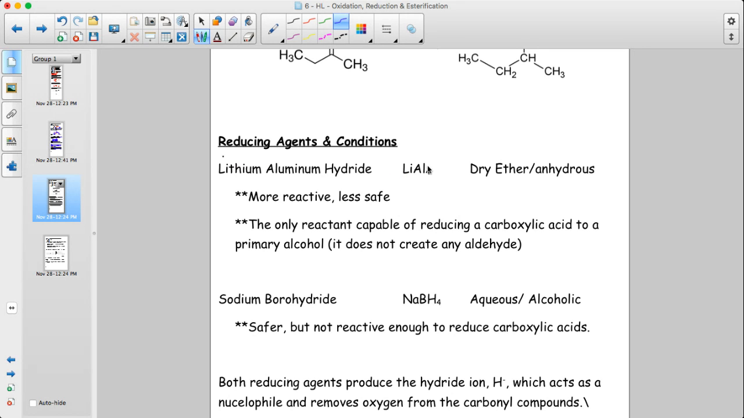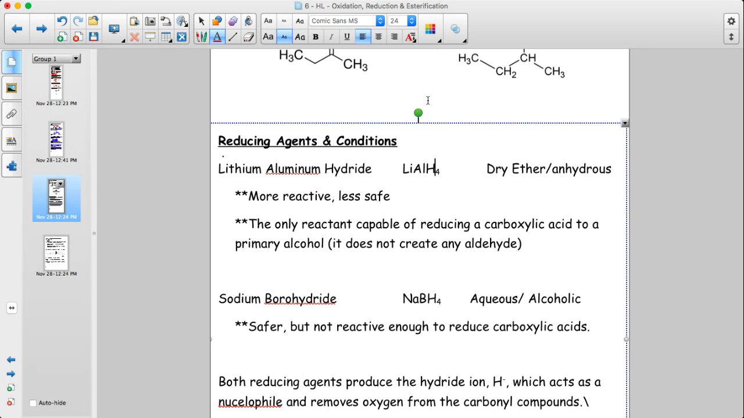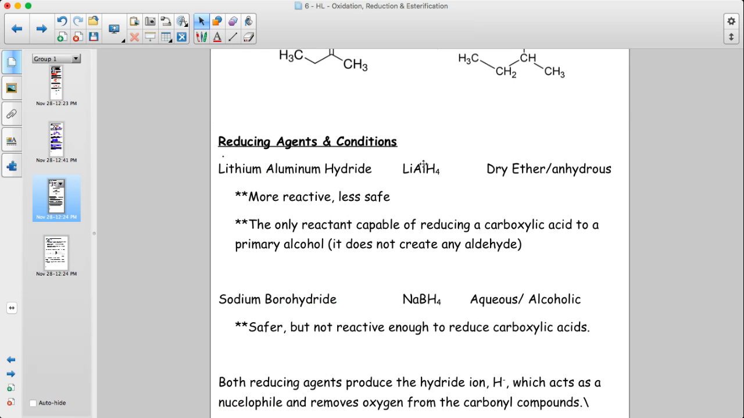I realize I have a little typo here. AlH4. If you use that one, the lithium aluminum hydride needs to be done in a dry ether solution, which means it's an anhydrous solution. There's no water.